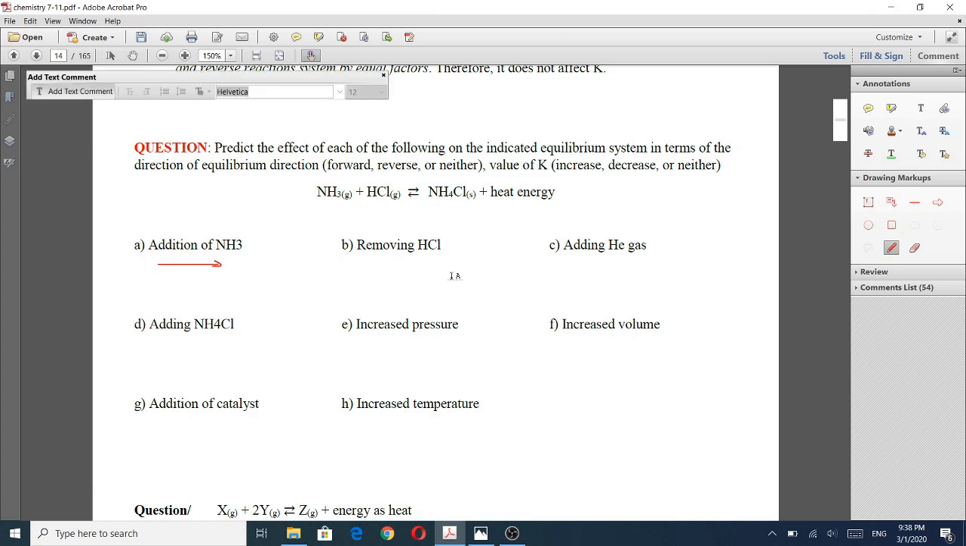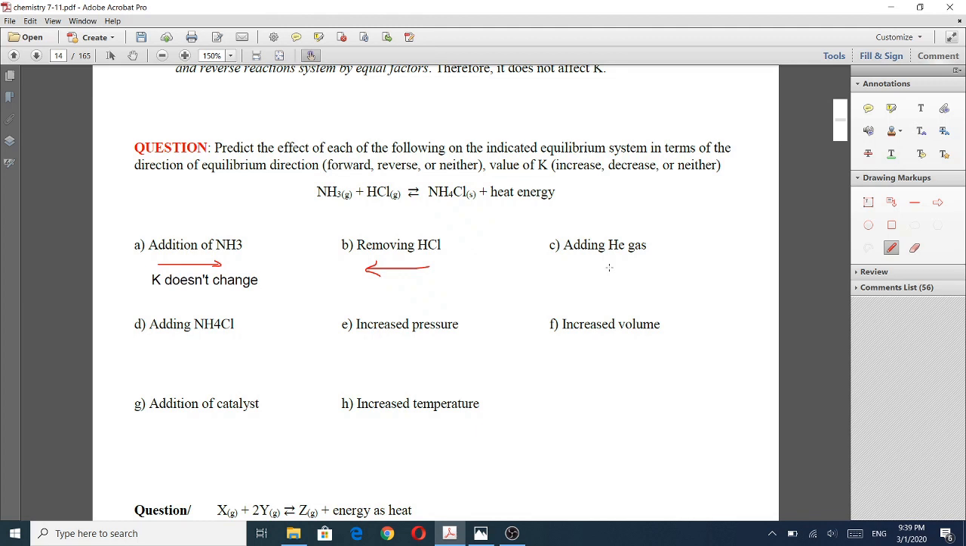For example, here, by increasing NH3. So this is NH3. If we increase NH3, the reaction will shift to right. If it shifts to right, what happens to K? So K doesn't change. What about this one? Removing HCl. By removing something, the direction of the shift will be towards itself. So the shift will be towards left side. What about K? Of course, K doesn't change as well.